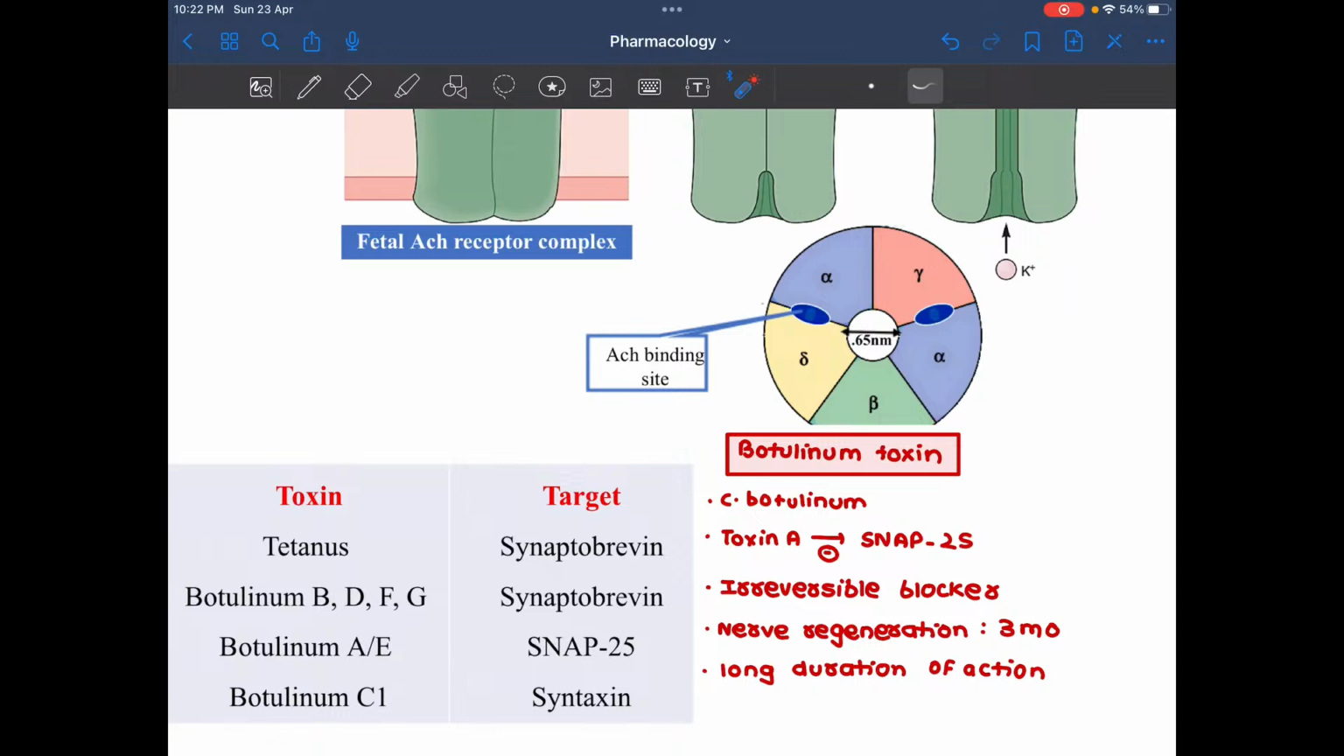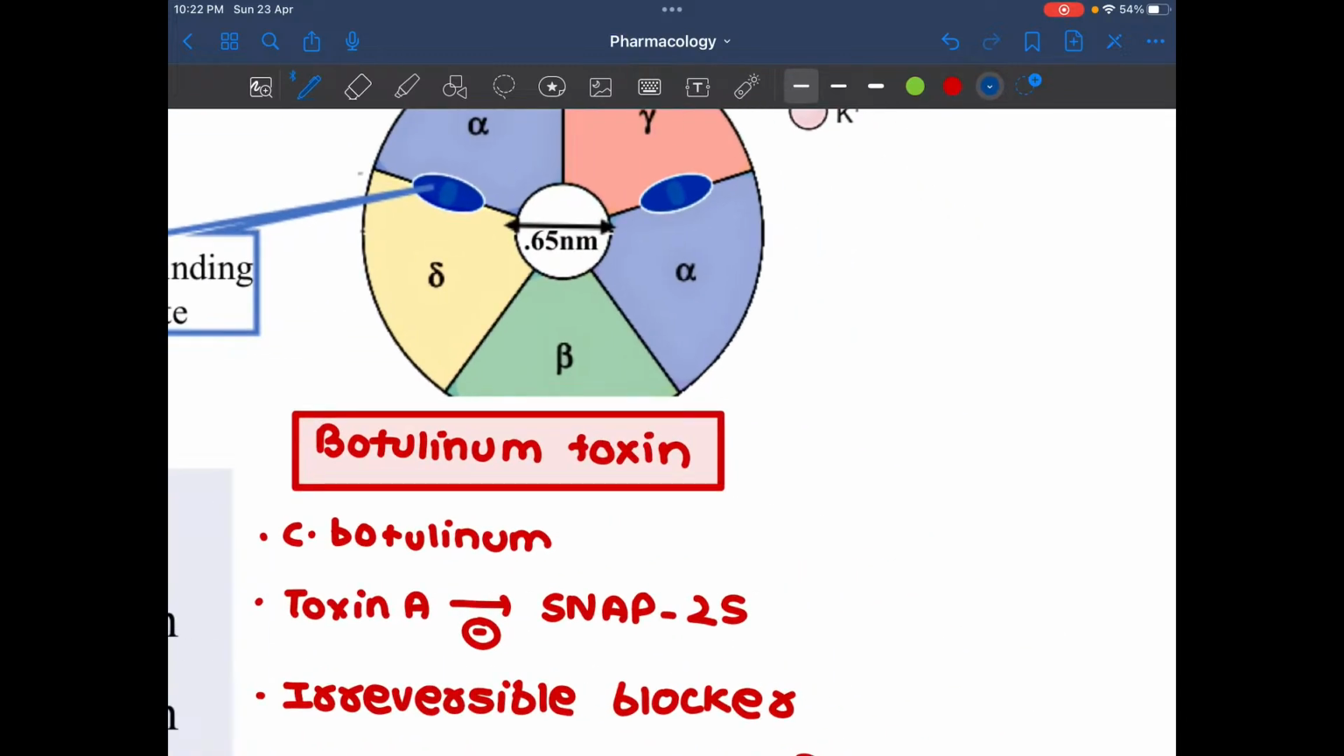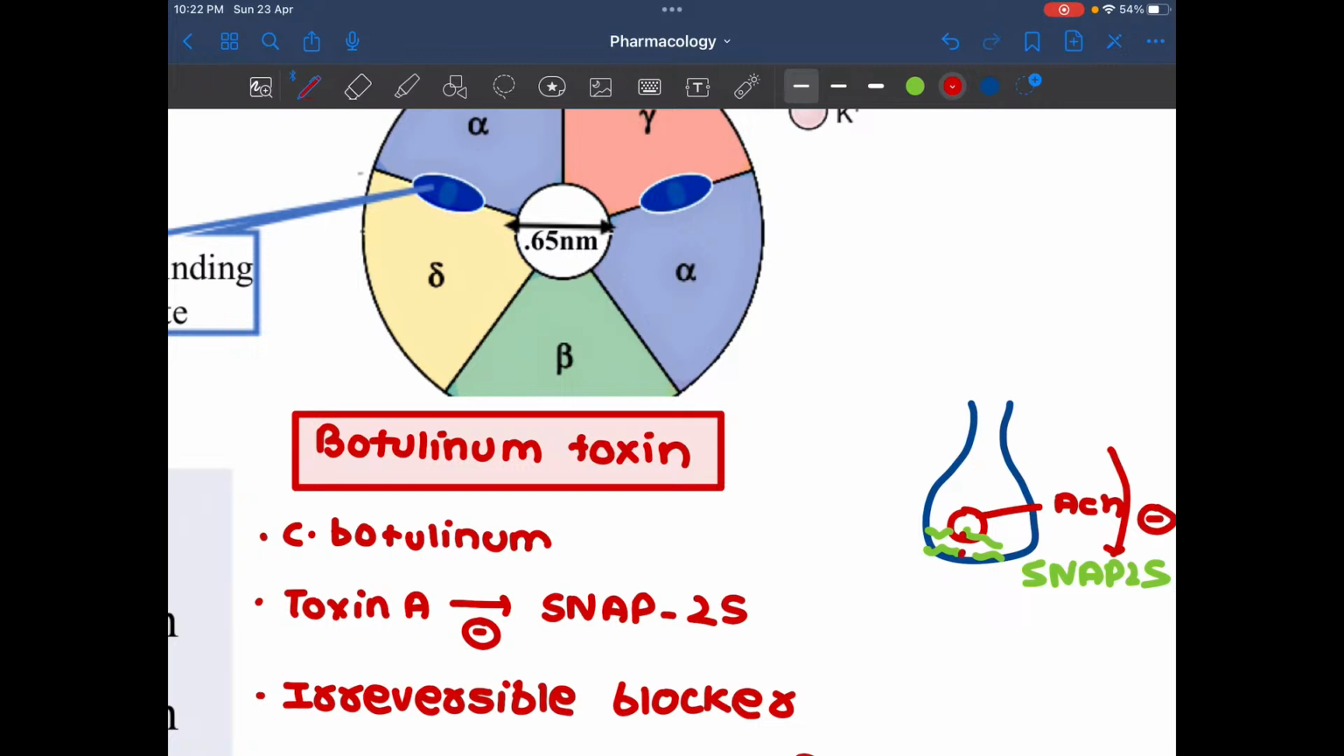So what's going to happen is, here we have the vesicle, which is going to contain acetylcholine, and here there are many proteins known as SNARE proteins. Among those SNARE proteins I have this SNAP25. Once this is inhibited by the botulinum toxin, I'm not going to have acetylcholine release. That is what it's doing.